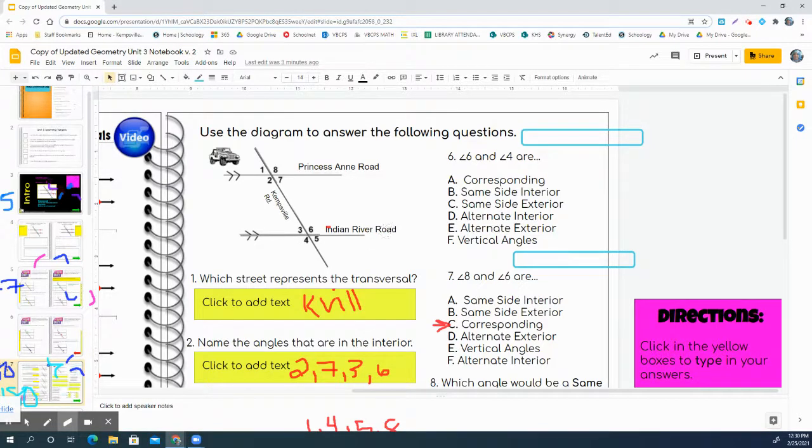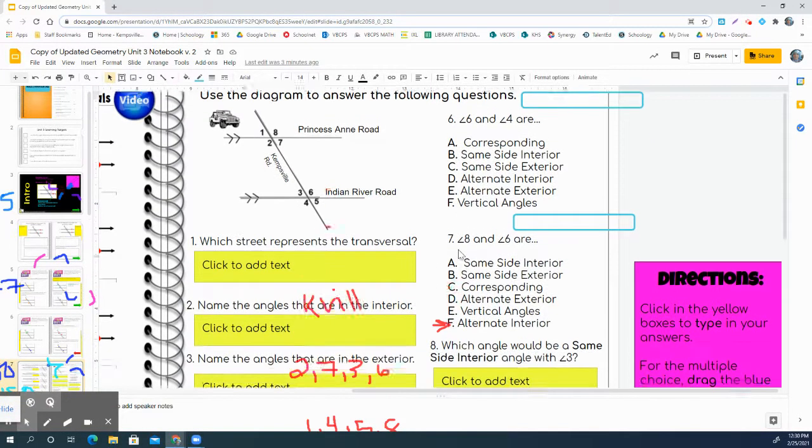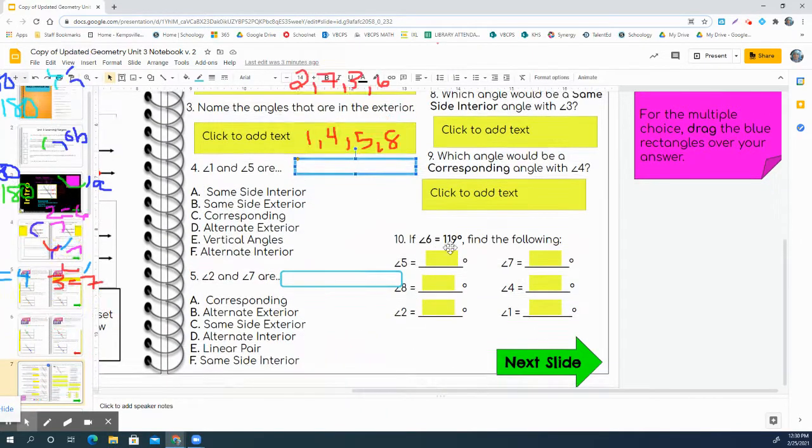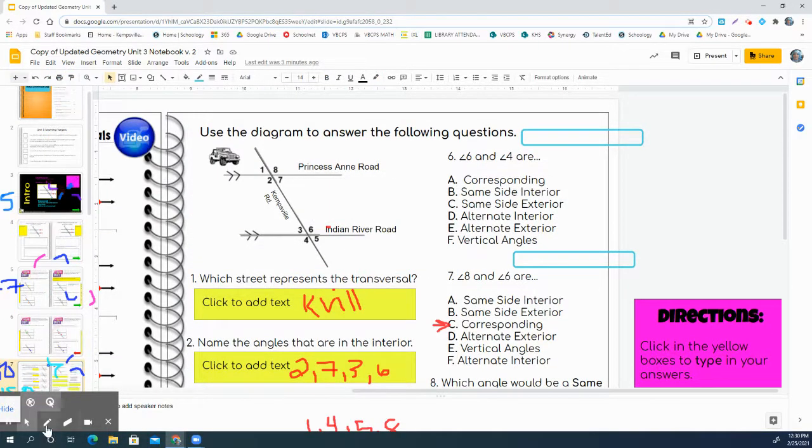Let's see if we can do one last thing here, and fill in some of these numbers. So if angle 6 is 119, let's see if we can fill in all of the other things. Did it say 119 or 116? 119, thank you. What other angles are 119? 8, yes. So 6 slides up the transversal to 8, so 8 is also 119. What else is 119? Vertical angles are congruent. So 2 is 119. And what else?